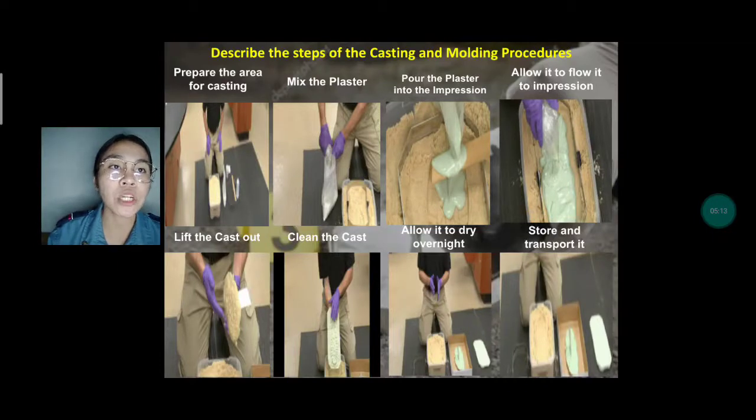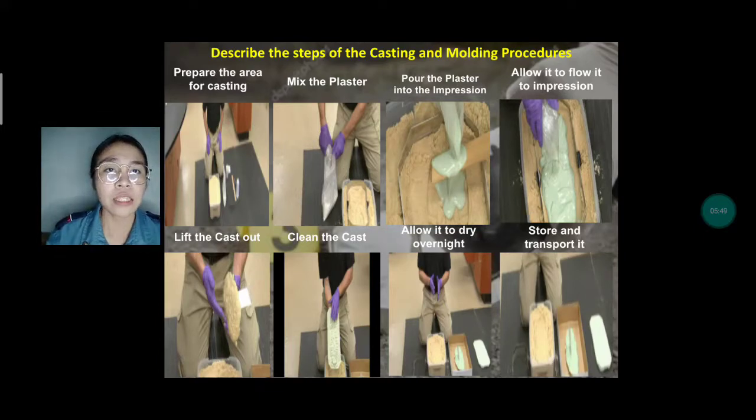Next is pour the plaster into impression. So, after natin mapaghalo yung mixture, gugupitin natin yung plastic bag para lumabas yung mixture at maibuhos ng mas madali. And take note po na hindi po natin siya kailangang ibuhos directly sa impression dahil maaari po itong madamage or masira at mabago yung impression. Next is, allow it to flow with the impression. So, hindi nga po kailangan nating ibuhos yung mixture directly sa impression para nga po maiwasan yung pagka-damage ng impression.